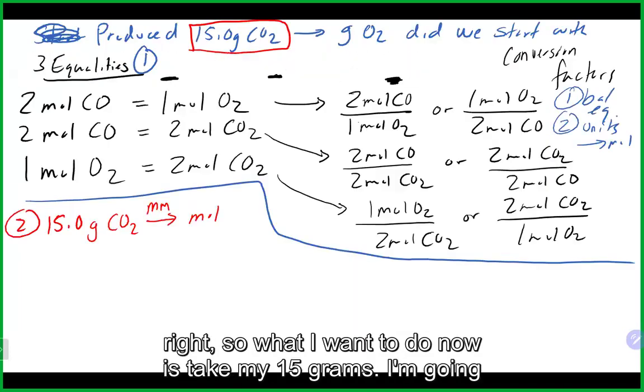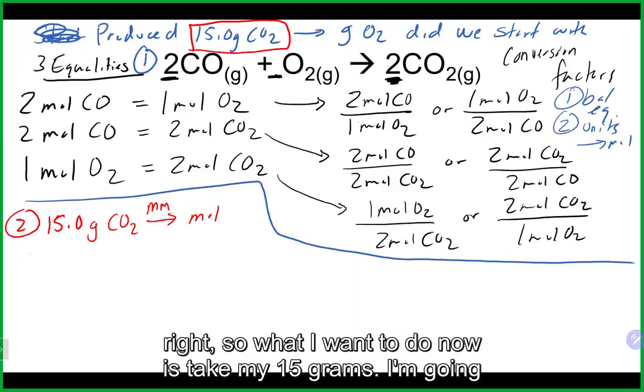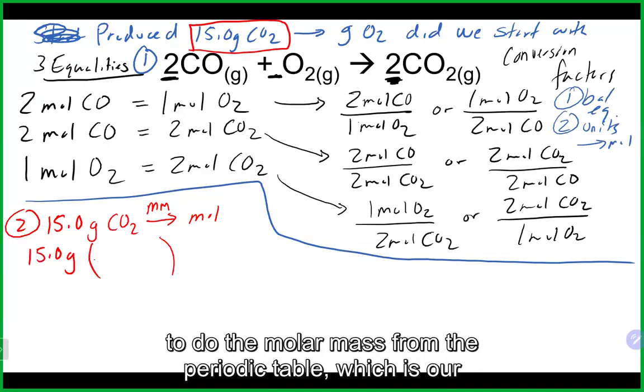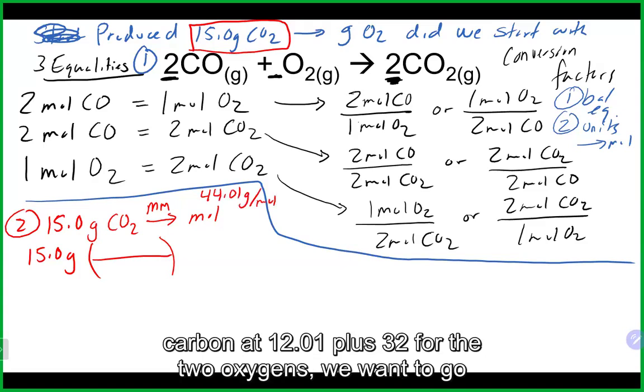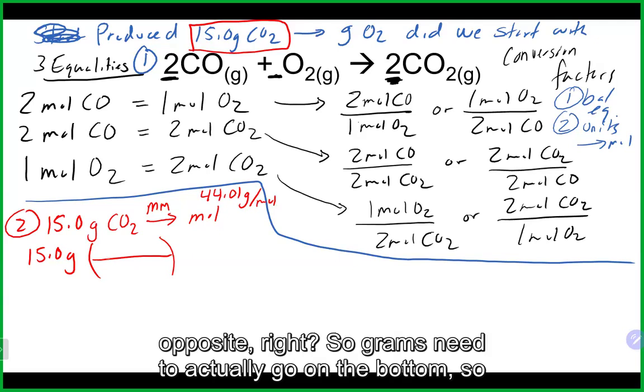All right, so what I want to do now is take my 15 grams. I'm going to do the molar mass from the periodic table, which is our 44.01 that we did previously. And again, that's basically 1 carbon at 12.01 plus 32 for the 2 oxygens. We want to go opposite, right? So grams need to actually go on the bottom so that they cancel.